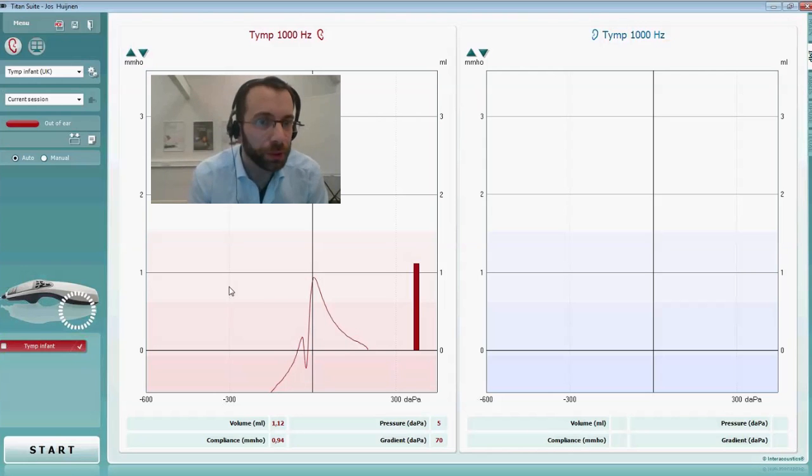Okay, I think in practice you won't see these cases often, just because in adults it's very uncommon to test with different frequencies.